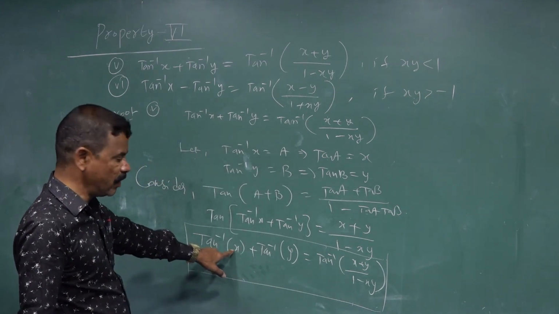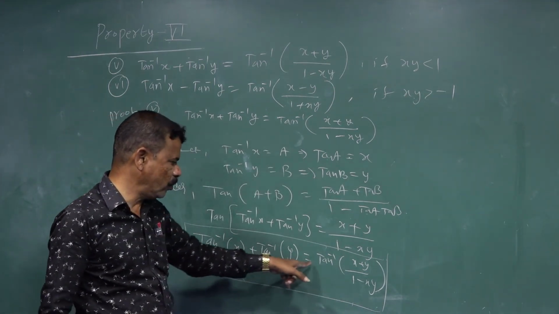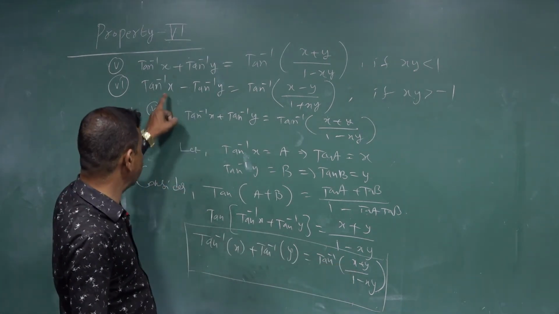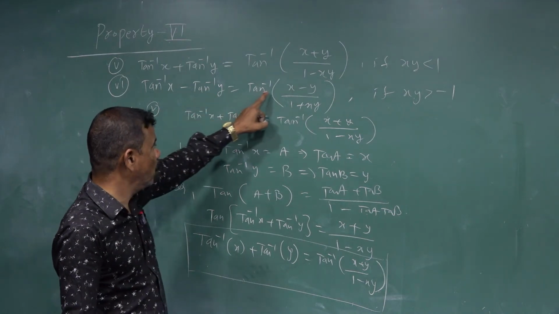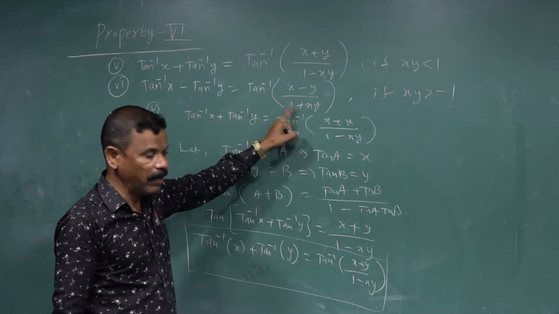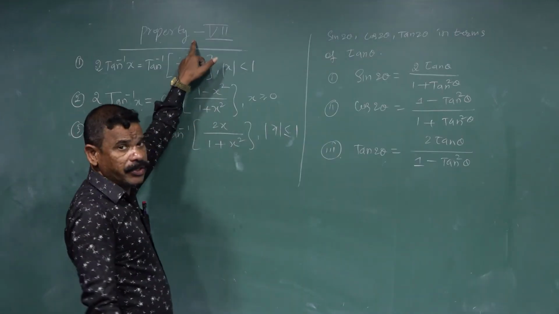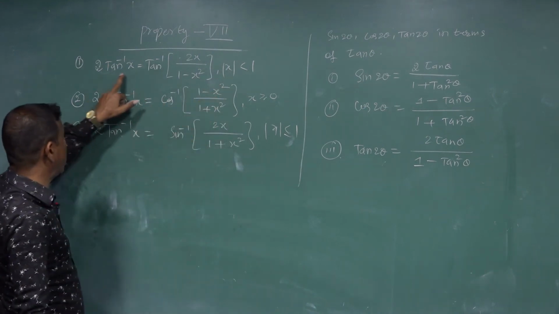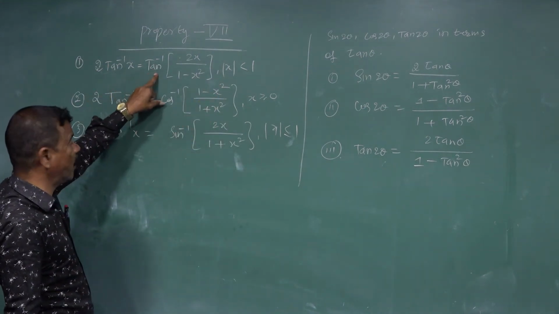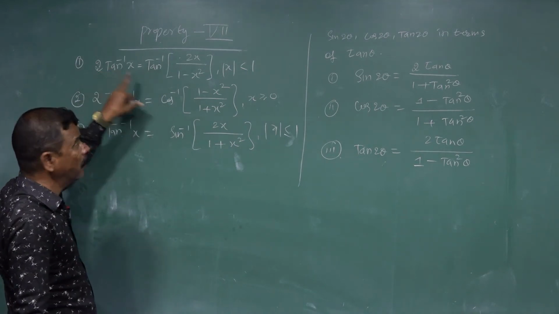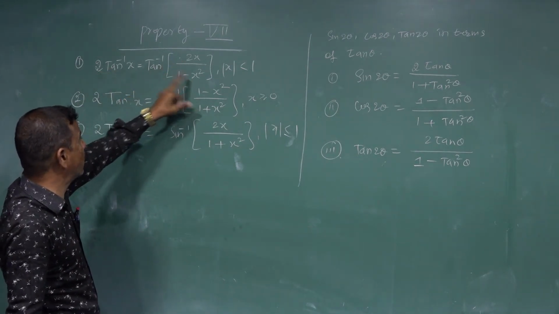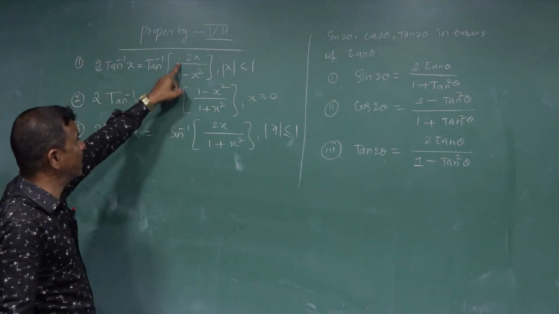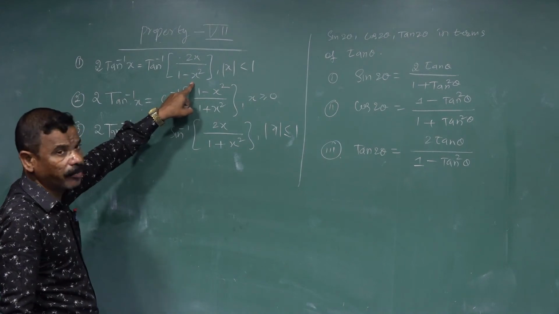Once again, tan inverse x plus tan inverse y is equal to tan inverse of (x plus y) by (1 minus xy). Similarly, tan inverse x minus tan inverse y is equal to tan inverse of (x minus y) by (1 plus xy). Next, property 7: 2 tan inverse x is equal to, in terms of tan inverse, tan inverse of 2x by 1 minus x square. The constant 2 goes inside, and then 2x by 1 minus x square comes.